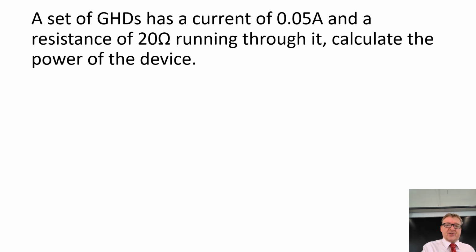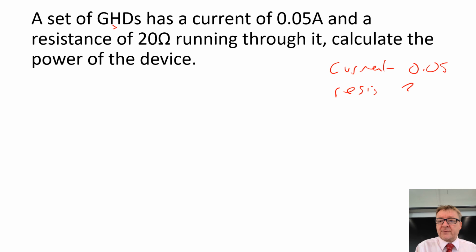A set of GHDs. Okay, now if I knew what GHDs were, I'm sure it would help me a little bit, but obviously I don't. It's probably something to do with hair, because it's got a H in the middle of it. Right, current of 0.05 amps, a resistance of 20 ohms, calculate the power.